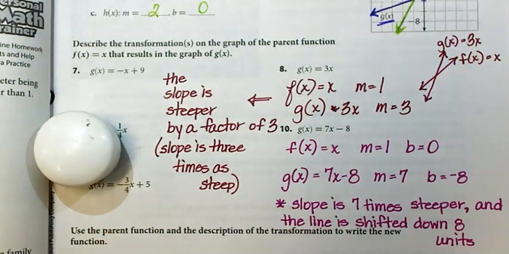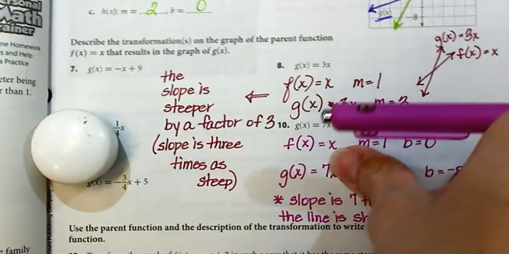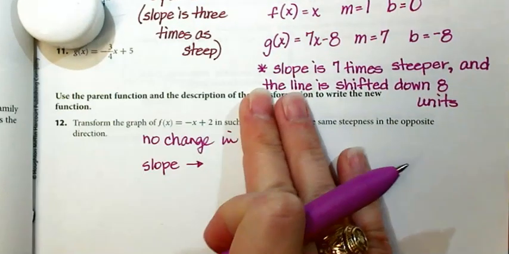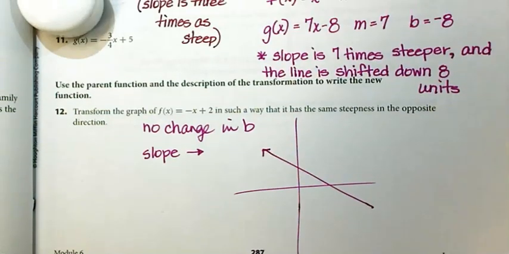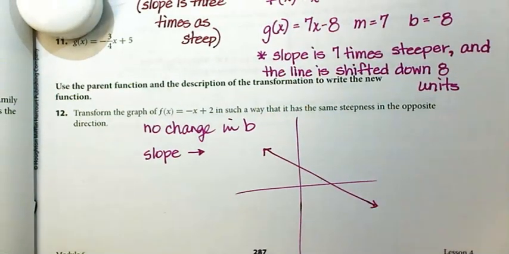The slope, we want it to be just as steep, but we want it to run the opposite direction. So negative x plus 2 is going to look something like this. Hang on. There we go. All right, negative x plus 2, and this is just a sketch.